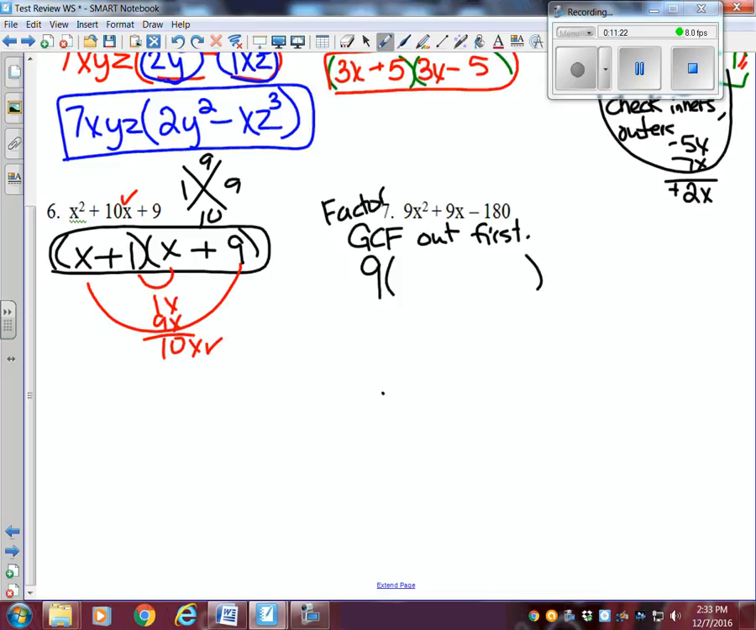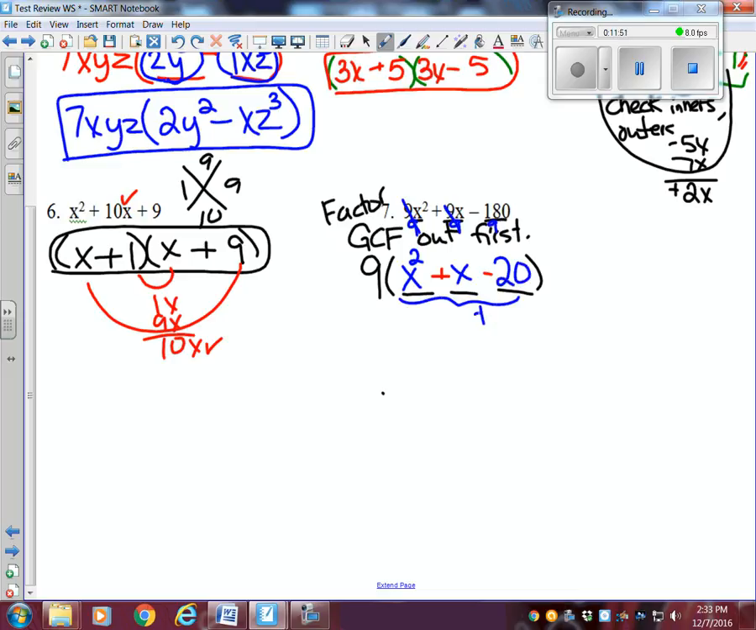I'm going to build my frame. 1, 2, 3 terms matches 1, 2, 3 terms here. The signs are going to be the same because I'm just taking out a positive 9. Remember, you're going to divide out the 9, so every number should be 9 times smaller. 9 divided by 9 is 1, but x squared is still there. 9 divided by 9 is 1, but x is still there. 9 goes into 180 20 times, and it's negative 20.